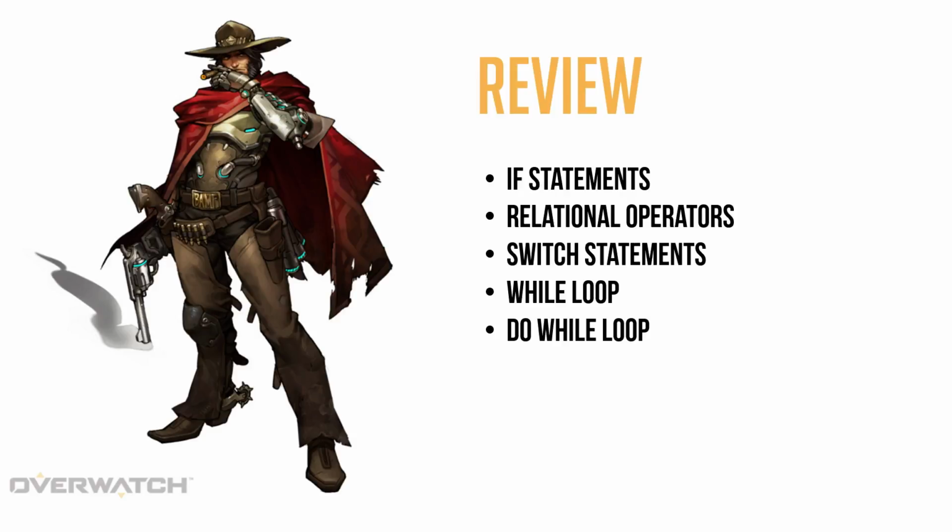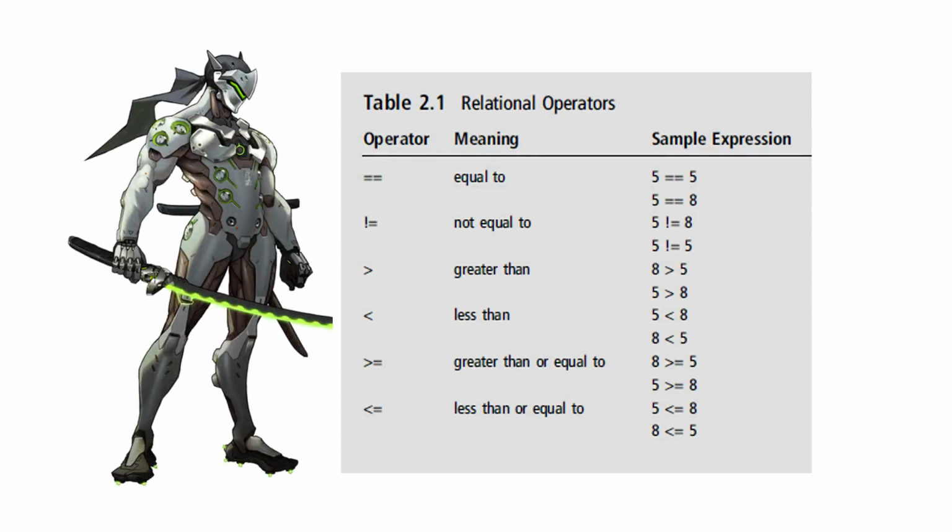So we went over if statements, relational operators, switch statements, while loops, and do while loops. These are all ways to control how your program runs. Without these, your program literally just runs from top to bottom and never stops, and there's no variety. You don't interact with your game, and your game is really sad.